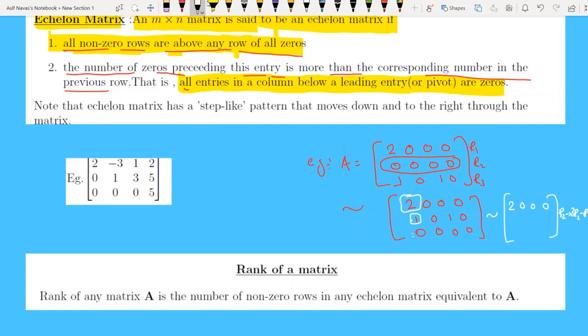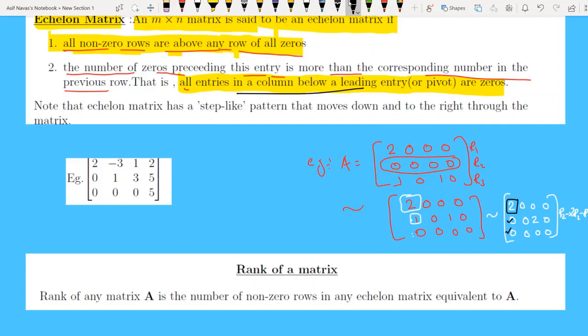Then what will become? 2 into 1, 2 minus 2, 0. Here 0, 2, 0. Now what will be this? 0, 0, 0, 0. Now check whether this is in row echelon form. So this is our pivot. Now in that column below the pivot all elements are 0. That is okay. So all elements are 0.